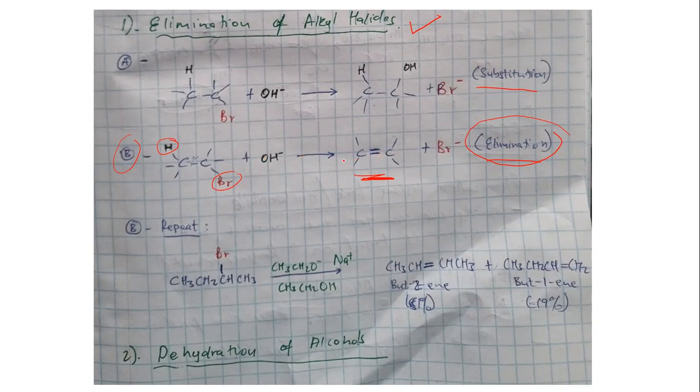Remember, I'm not going to discuss the mechanism of how this reaction actually takes place. What's important is to know the reaction that forms an alkene, and therefore in this reaction we are eliminating. What is the name of this reaction? It's the elimination reaction of an alkyl halide. So we can see that the interest is our double bond.